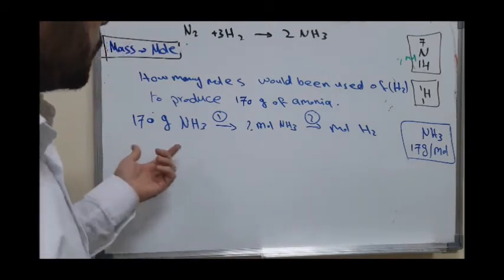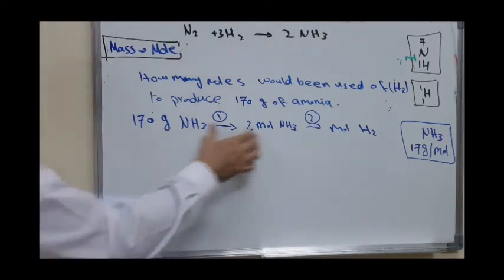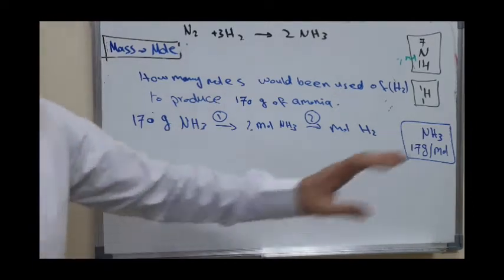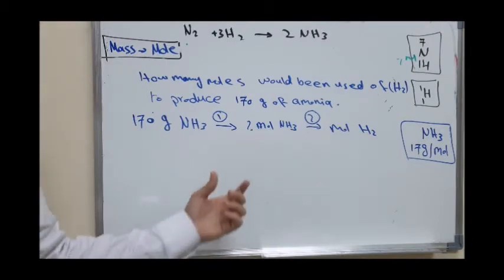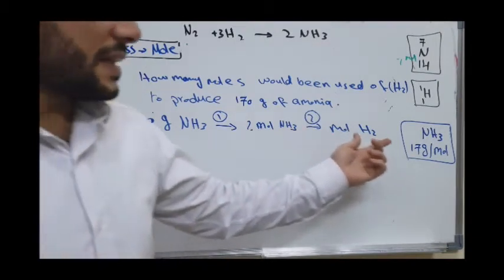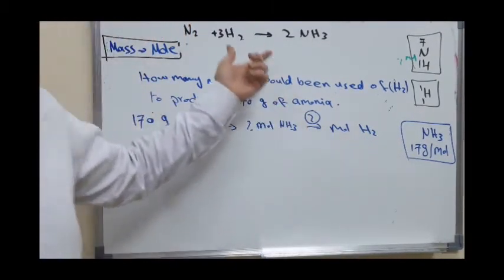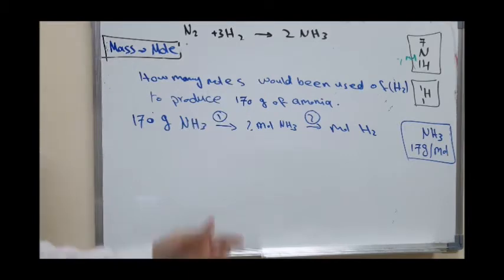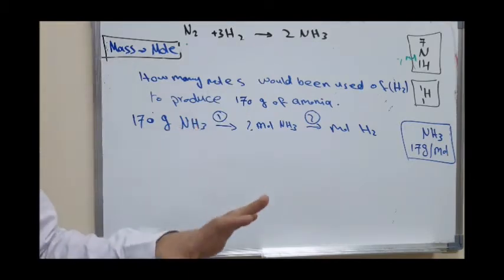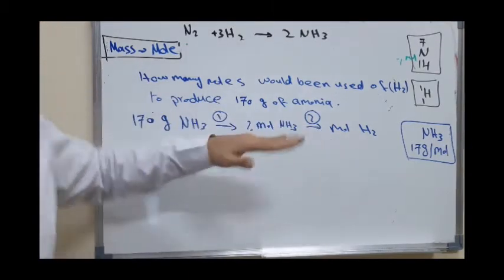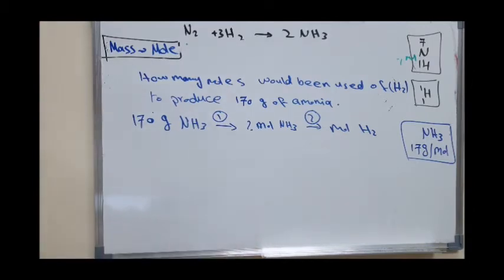If we want to convert between mass and mole, we said before that we go to the periodic table. And if we want to convert between mole and mole, we use the balanced chemical equation. So the first step, we wrote the plan. Second step, we will write the suitable conversion factors.